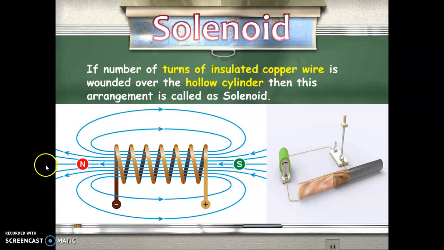Now next is a very important point, solenoid. So what is a solenoid, my dear student? If a number of turns of insulated copper wire is wound over a hollow cylinder, then this arrangement is called a solenoid. Very easy. Here we see the practical picture of this. The turns of insulated copper wire are wound, like a spring, around the hollow cylinder, and this arrangement is called a solenoid. Okay, we'll see some characteristics of the solenoid.